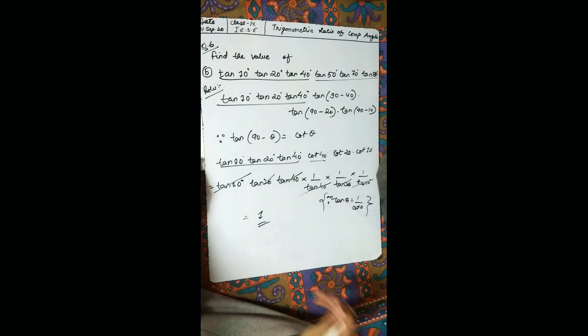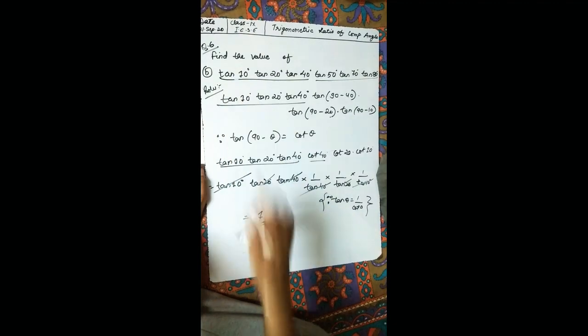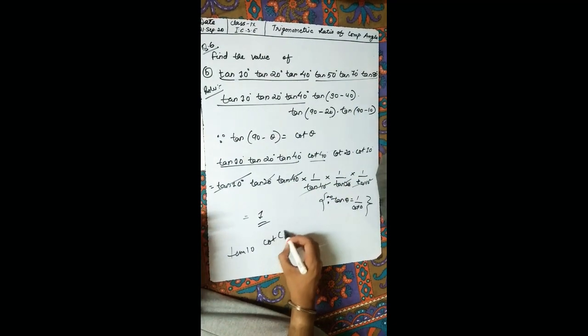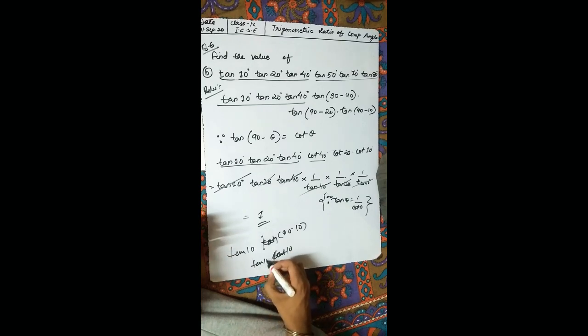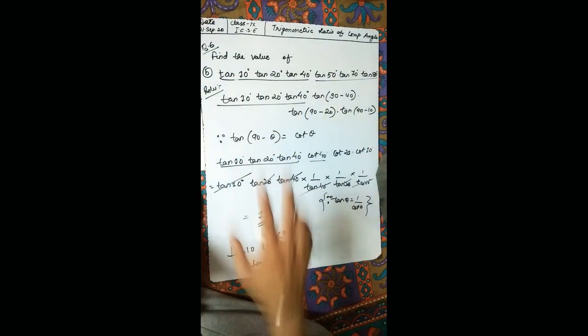So that is what I am trying to say, that this 10 and 80, they both are somehow related, because tan 10 degree can be as it is, and we can convert that tan 80 as tan of 90 minus 10, and this is changed into cot 10. So tan 10 into cot 10 will give you 1. That is why they both are connected. So we have to think like this, okay?